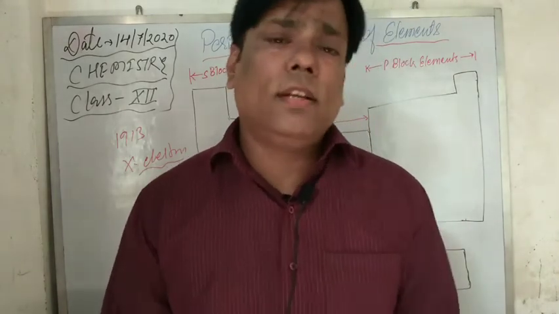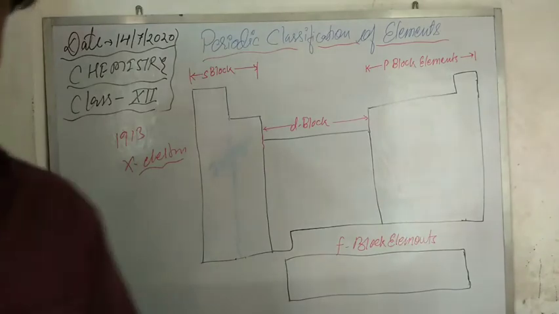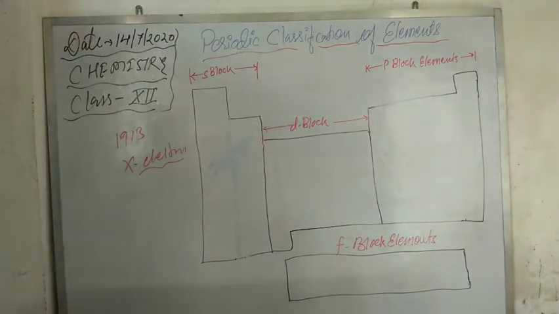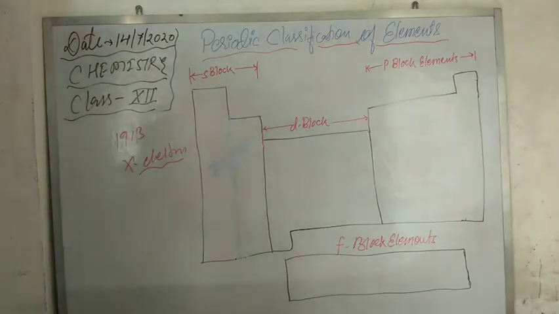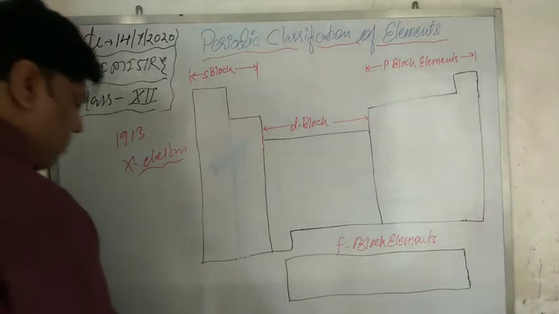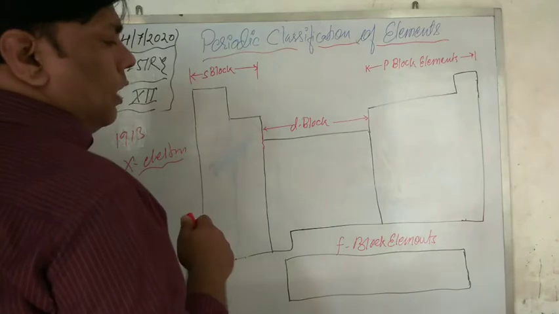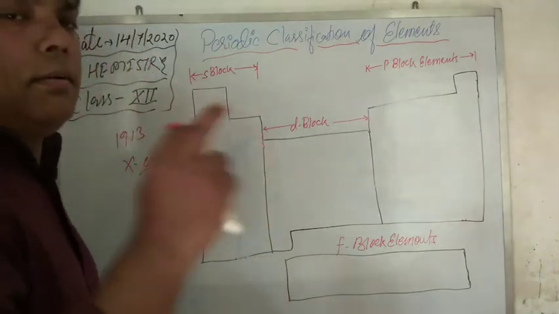There was a scientist named Henry Moseley. In 1913, Henry Moseley observed regularities in the characteristic X-ray spectra of the elements. After observing these characteristics, he showed that the atomic number is a more fundamental property than atomic mass.